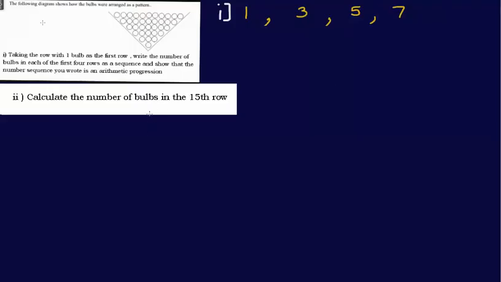All right, so let's look at Roman 2. Calculate the number of bulbs in the 15th row. All right, so what's the number of bulbs in the first row? So first row, how many bulbs are there? That's one bulb.